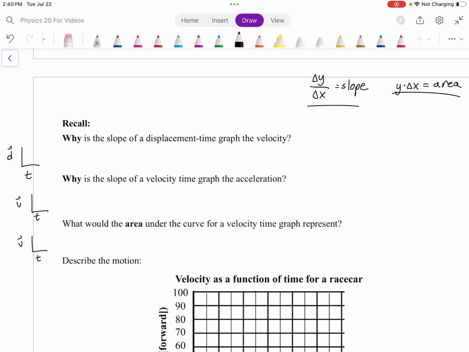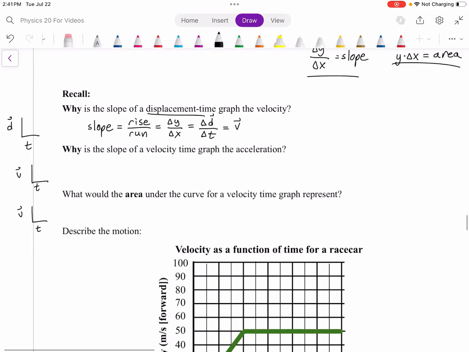So let's just remind ourselves, why is the slope of a displacement time graph the velocity? Well, we know that slope is just rise over run, right? Rise is how much the y variable changed by, run is how much the x variable changed by. Well, on a displacement time graph, a change in y means a change in displacement, a change in x means a change in time. And change in displacement divided by change in time, that's just the definition of velocity, right? The rate at which displacement changes. So this is the key reason why we know the slope of this graph must represent the velocity.